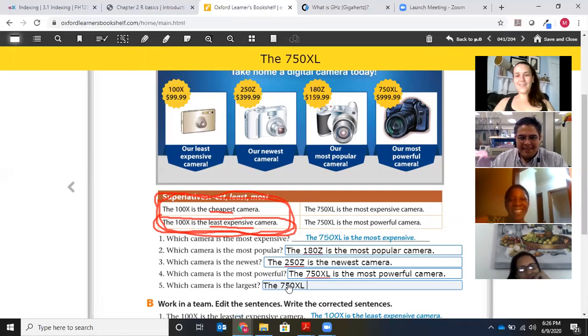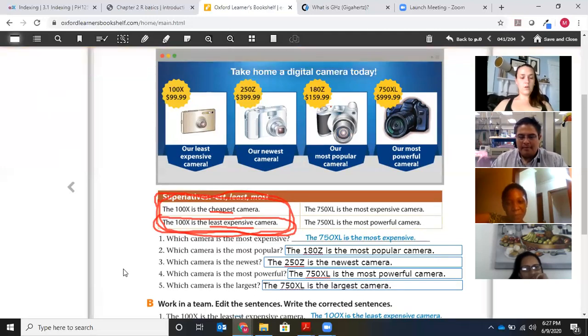Now I see. Yeah, no problem. It's okay. So the 750 XL is what? Is it the most large or the largest? Most large? Are you sure? Largest, right? Because large, even though it's long, it's only one syllable. All right, perfect.